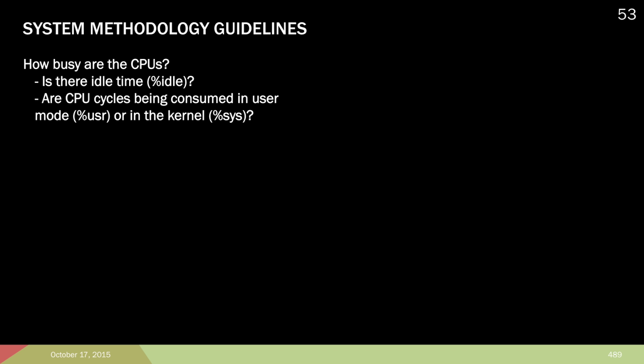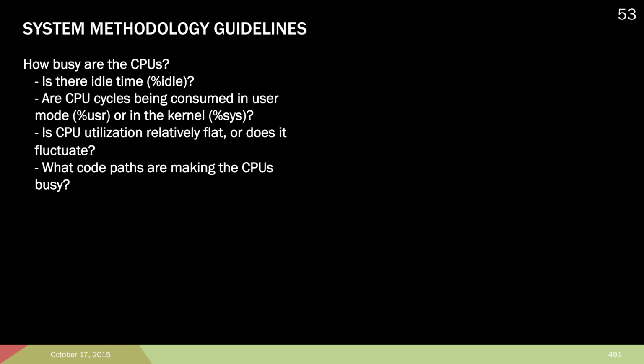System methodology guidelines. How busy are the CPUs? Is there idle time? Are CPU cycles being consumed in user mode or in the kernel? Is CPU utilization relatively flat, or does it fluctuate? What code paths are making the CPUs busy? Are interrupts consuming CPU cycles?